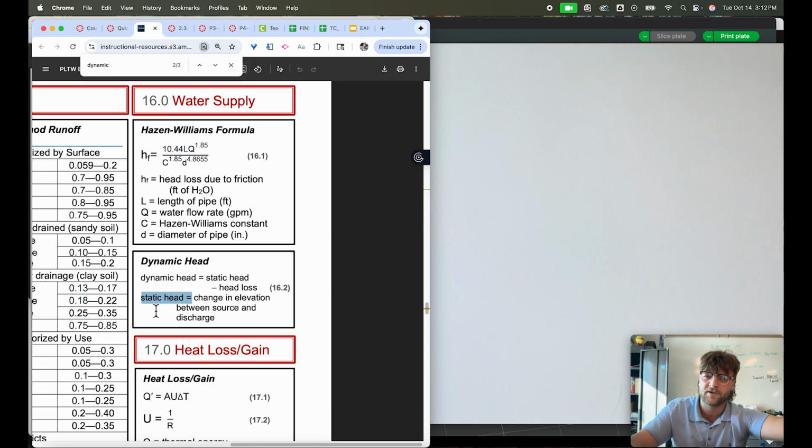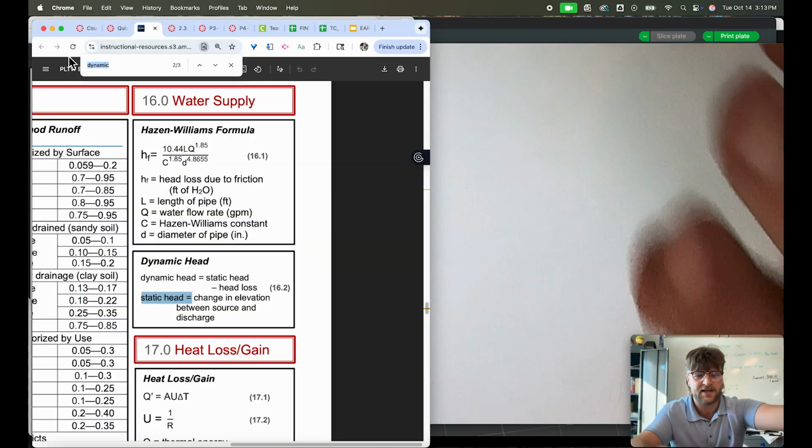If we want to convert this to either static pressure or dynamic pressure, we have to take our value of the static head and divide that by 2.31, so that we can get static pressure. If you want to get dynamic pressure, you'd take dynamic head and divide that by 2.31. Basically, we're converting from feet of water to PSI.